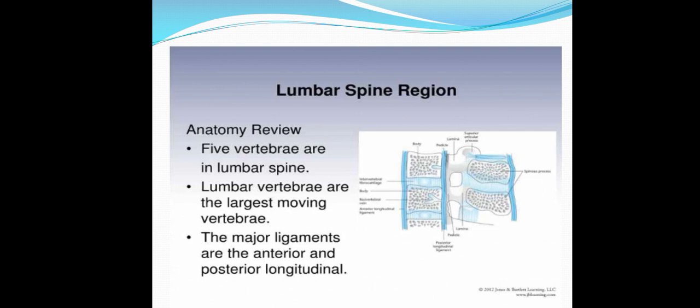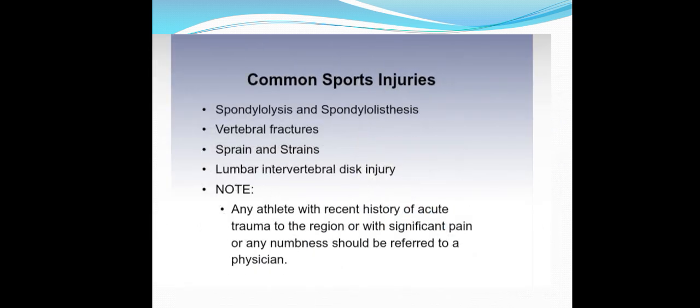Lumbar spine region anatomy: five vertebrae are in the lumbar spine. The larger moving vertebrae. The major ligaments are the anterior and posterior longitudinal ligaments.